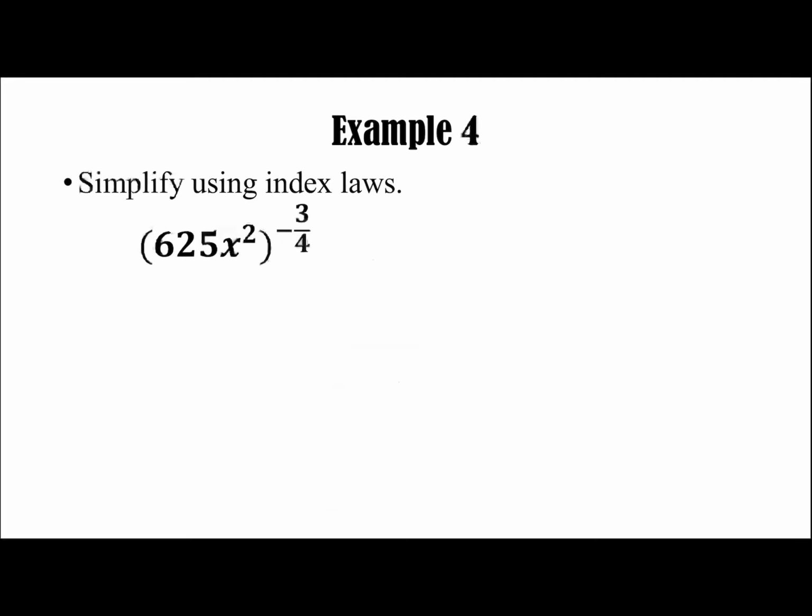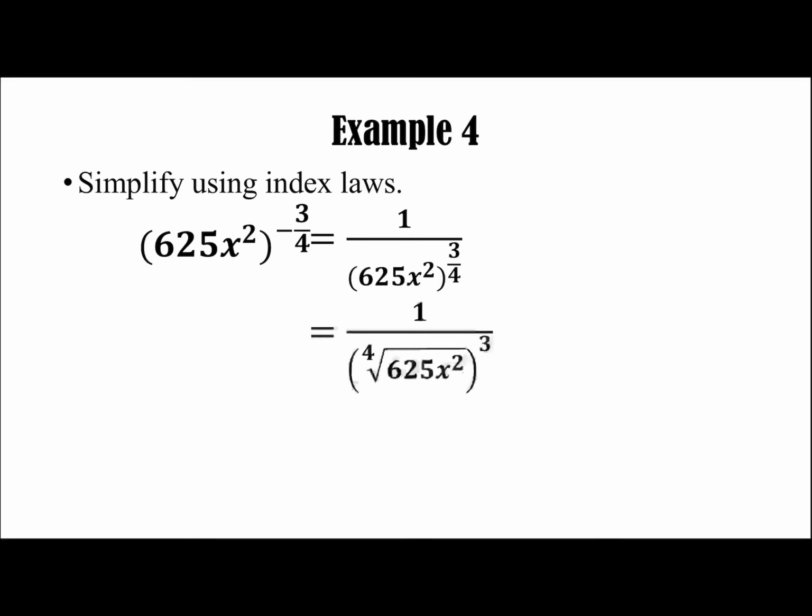Example 4, similar to example 3. So in brackets, 625x squared to the power negative 3 over 4. So 3 is the power, 4 is the root, but the power is negative. So make it positive first by putting it in the denominator. Now write in radical form. So it's 4th root of 625x squared to the power 3.